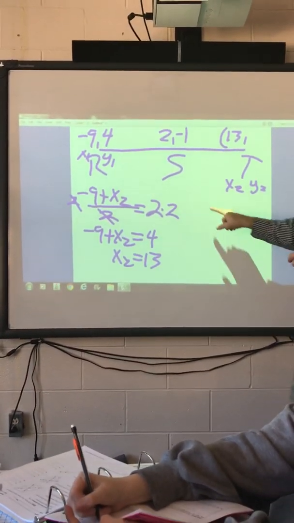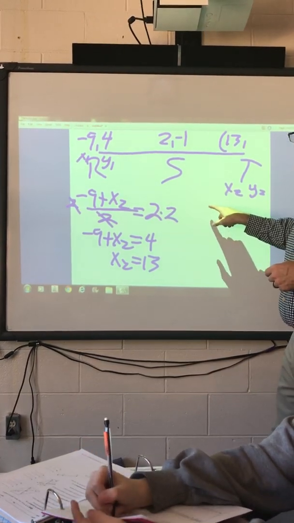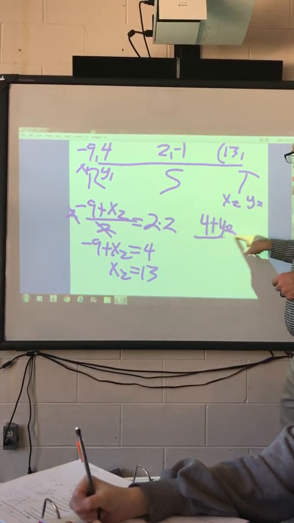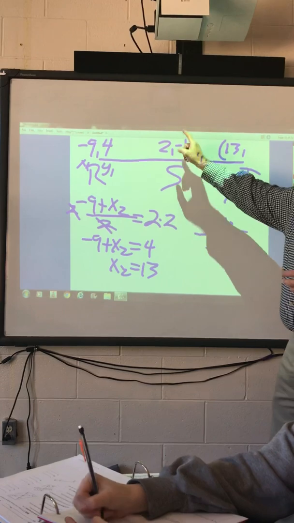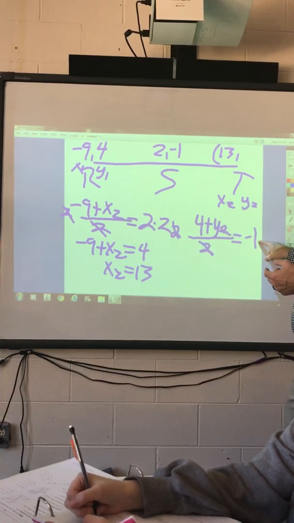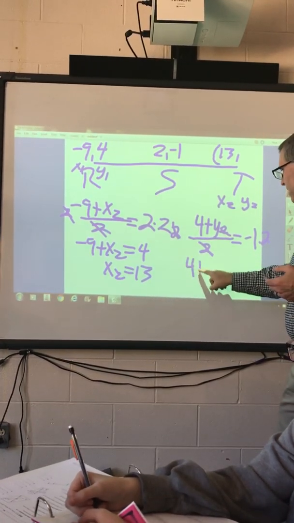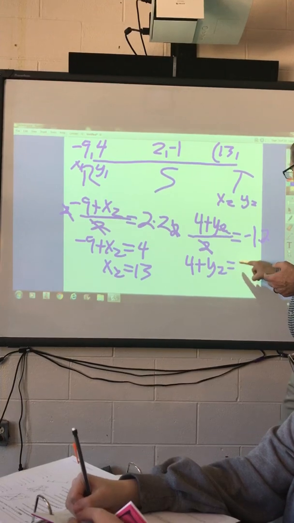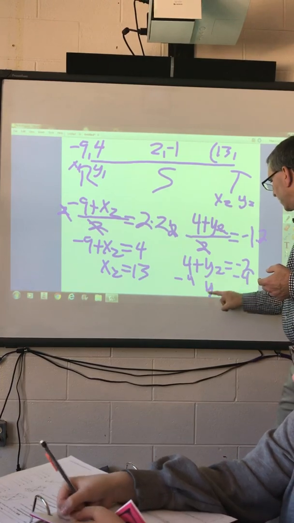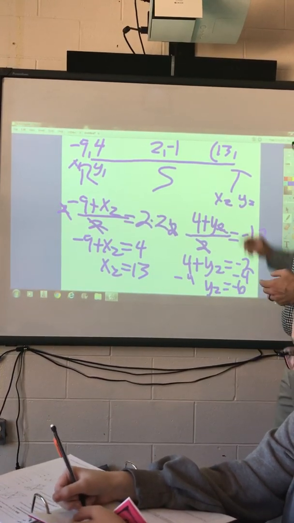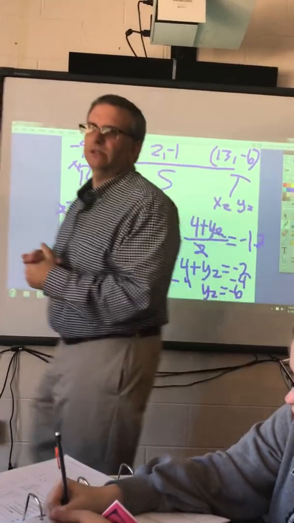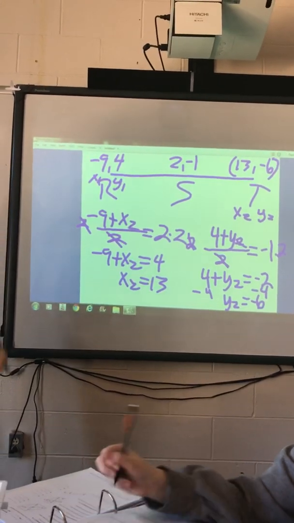Now if I try y2, that's going to be 4 plus y2 over 2 equals the y value of negative 1. Going to multiply both sides by 2, 4 plus y2 equals negative 2, subtract 4, y2 is negative 6, so my end value is negative 6. Any questions? No. Okay, clear.